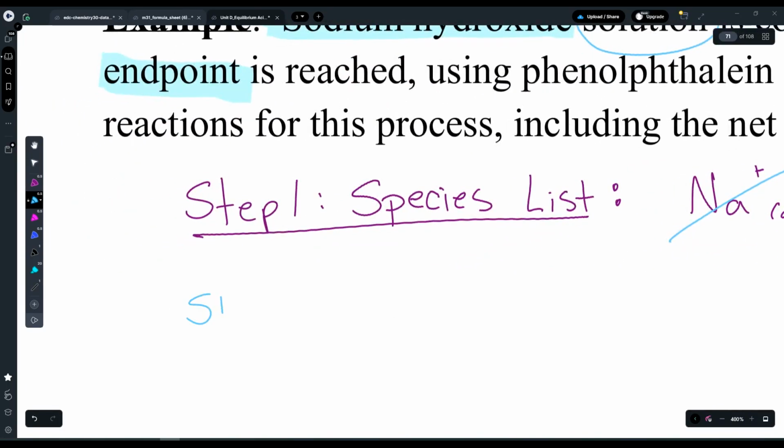So we already did step 2 here. I just want to write it out. Step 2, choose your strongest acid and strongest base on page 8 and 9 of your data booklet.